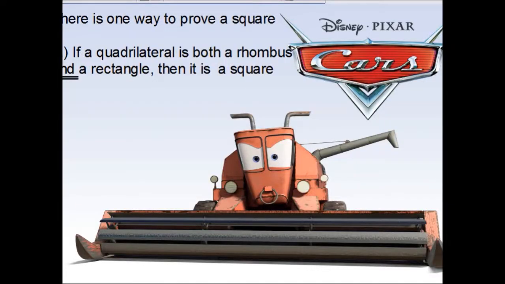Last but not least, there is one way to prove a square. If a quadrilateral is both a rhombus and a rectangle, then it's a square. Squares are sometimes the most difficult ones to prove. You have to prove first that it's a rhombus and it's a rectangle before saying that it's a square.